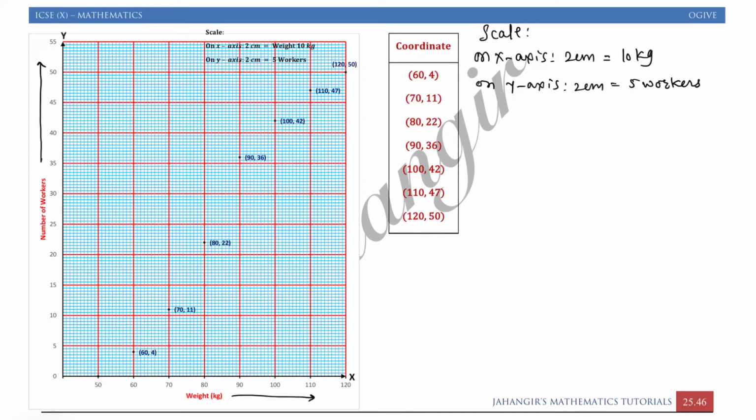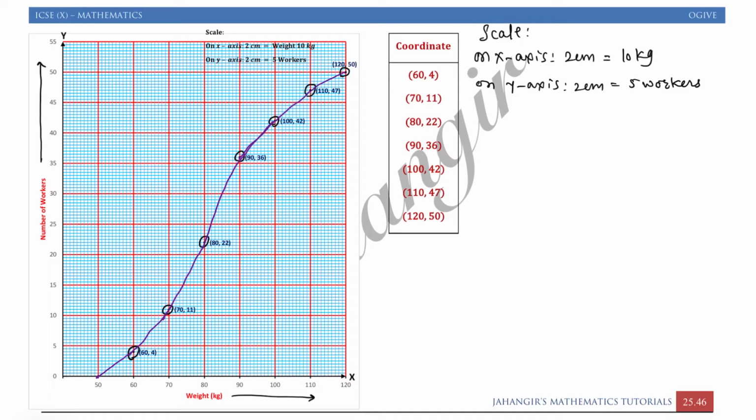So now what we will do, we'll just plot all coordinates. First is 60, 4, 70, 11, 80, 22, 90, 36, 100, 42, 110, 47, and 120, 50. Now we will draw a line which connects all points smoothly. Join at the lower limit. Your graph should look this way.